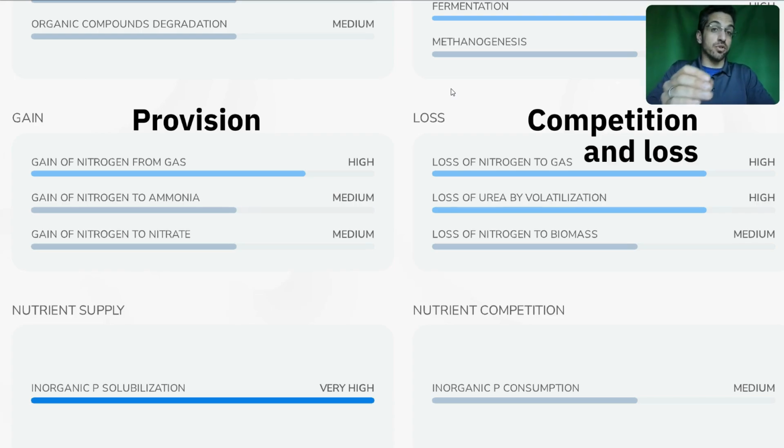These organisms don't directly cause the volatilization, but at high numbers, their activity will cause the pH to rise and lead to that outcome. And then finally, there's the loss of nitrogen to biomass. That's what I'm referring to as competition. That is not nitrogen leaving the system entirely. That is nitrogen taken into the cells of microorganisms, into biomass.